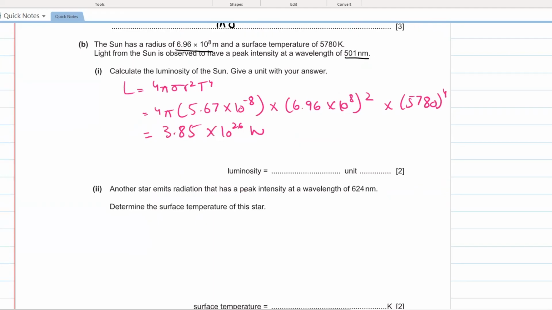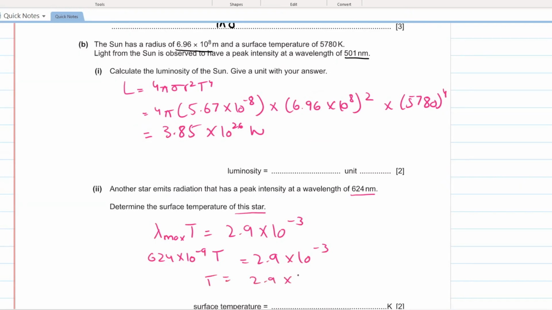Another star emits radiation that has a given peak intensity wavelength. Determine the surface temperature of this star. Which formula will we apply? Lambda max times temperature is equal to 2.9 into 10 raised to the power of minus 3. Your lambda is 624 into 10 raised to the power of minus 9. What does your answer for temperature come out to be?